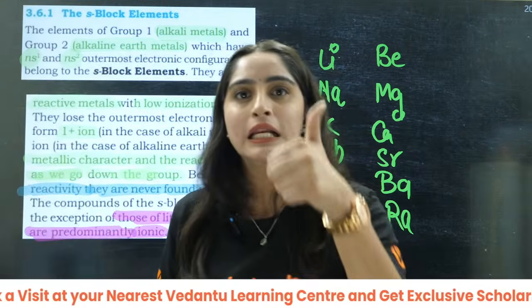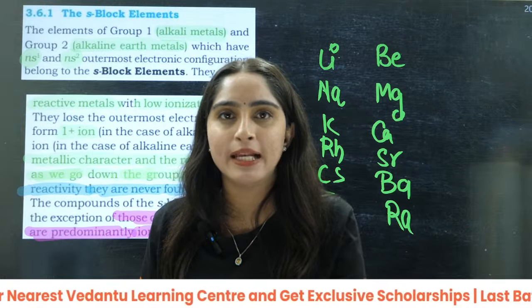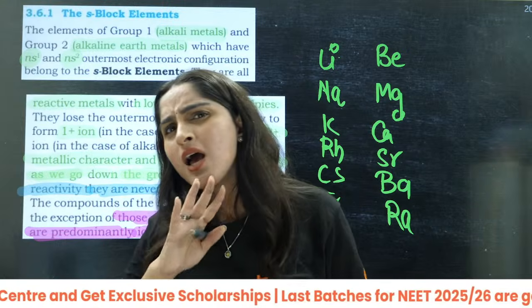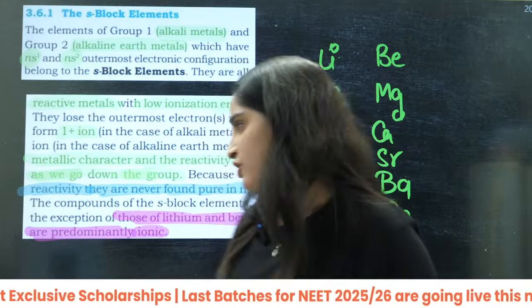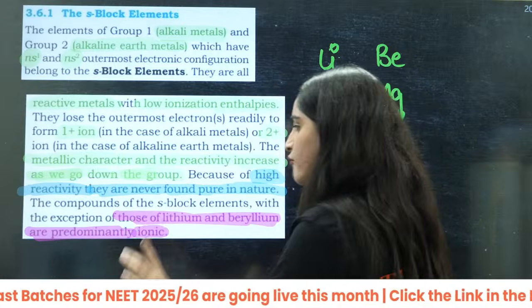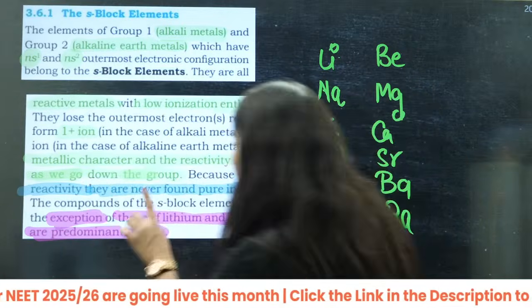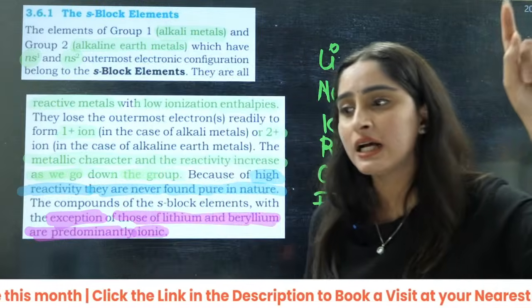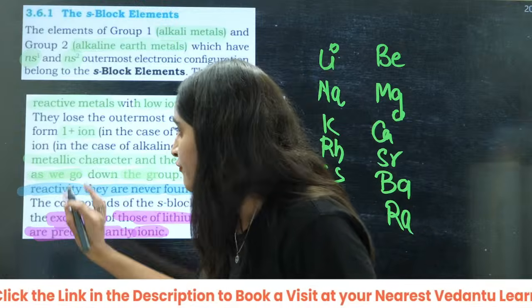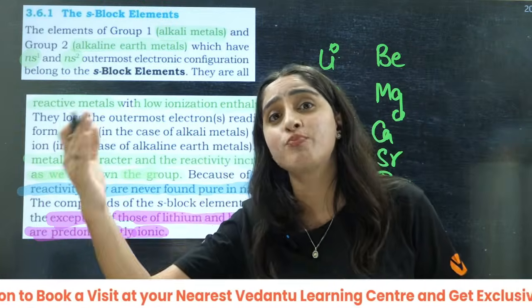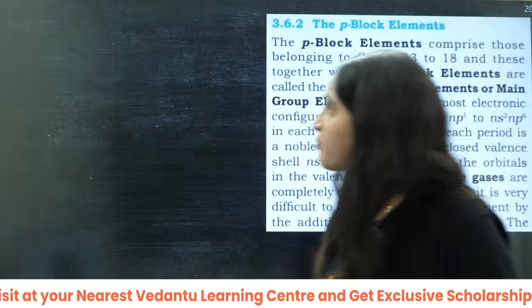They are saying lithium compounds and beryllium compounds are covalent, but other compounds of S block are predominantly ionic in nature. So the compounds of S block elements, with exceptions of those of lithium and beryllium, are predominantly ionic in nature, right? Very, very important. Whatever I am underlining in a different kind of pen, that is the most important thing.